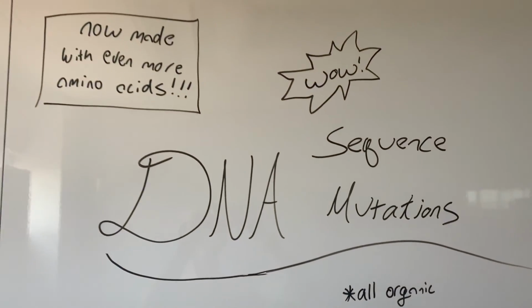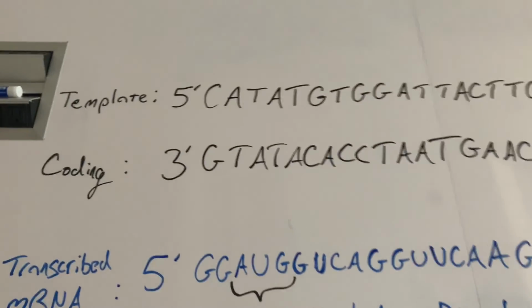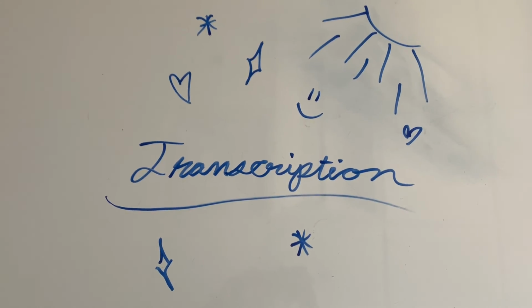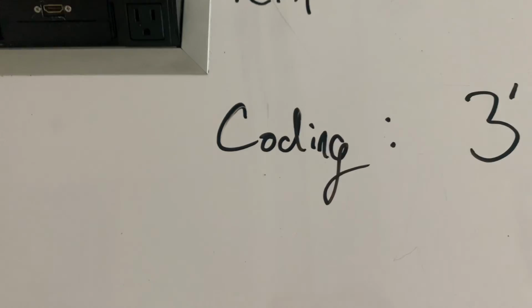Today we'll be going over DNA sequences and the different mutations they can give us. To start this video off, we'll jump right into an example of two different DNA strands. We're given a templating strand and a coding strand. We'll be looking at transcription, which is the process where you change DNA to transcribed mRNA through the coding strand.